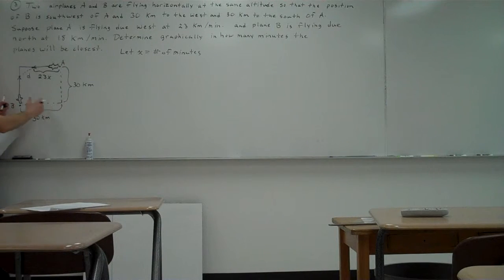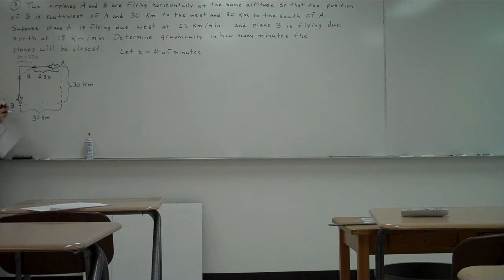This distance is 30. What would be this little purple distance right here? This is 30. This is 23x. What could I do with those numbers to get this distance? Subtract them, correct. So if this is 30 and this is 23x, this distance right here would be 30 minus 23x.